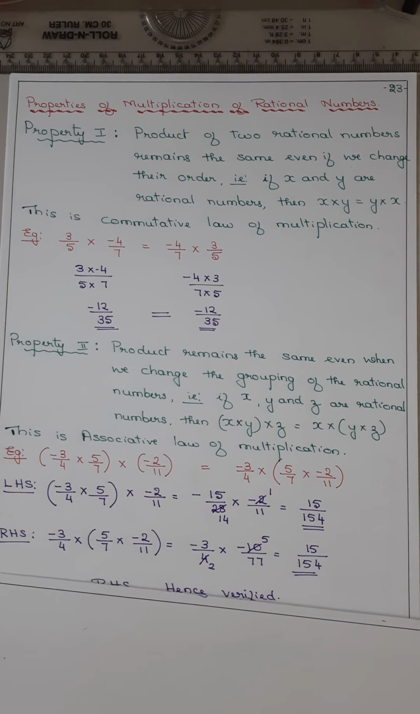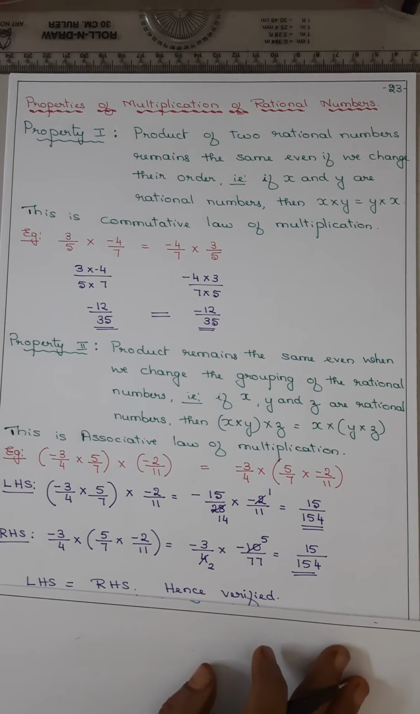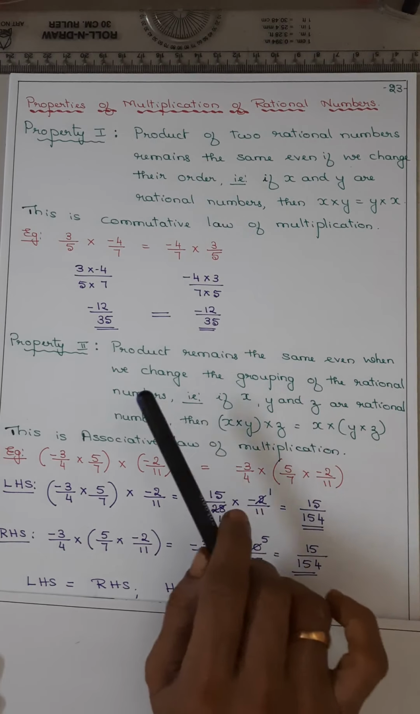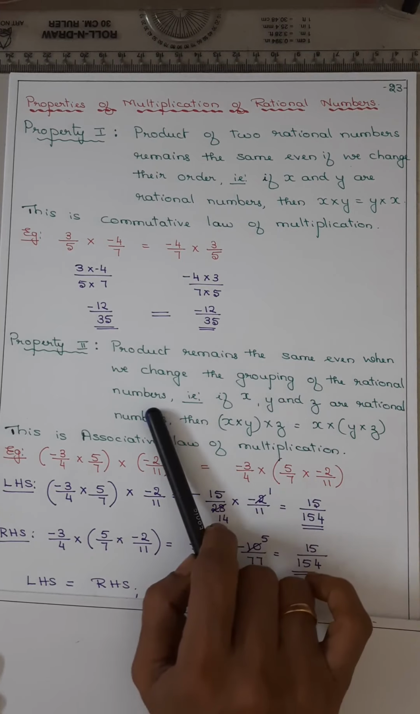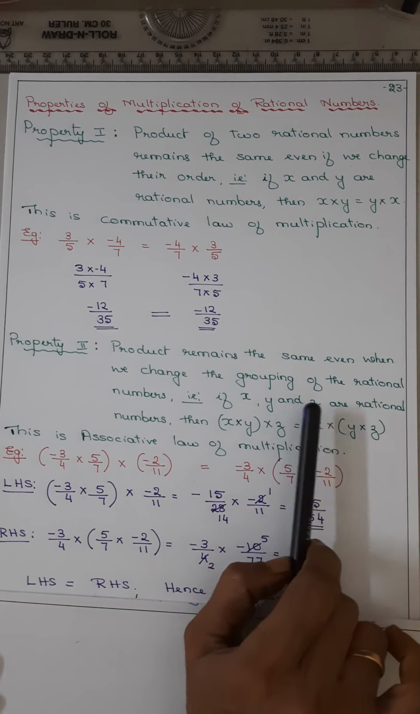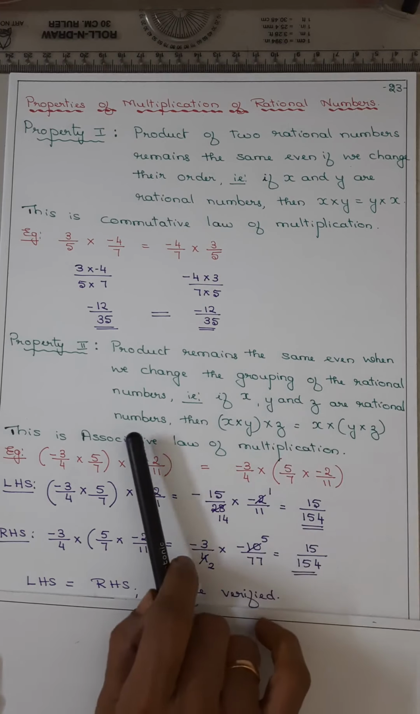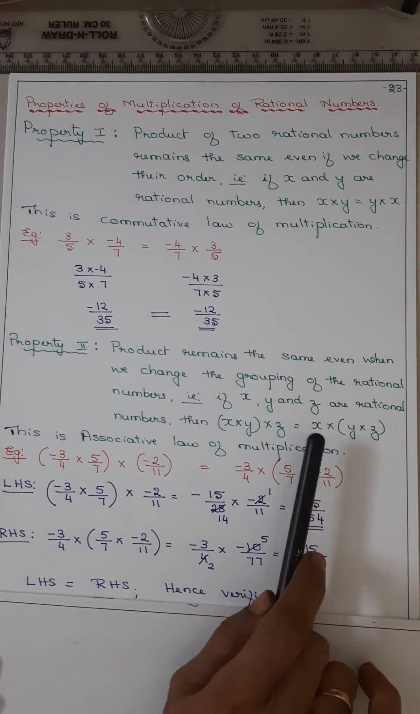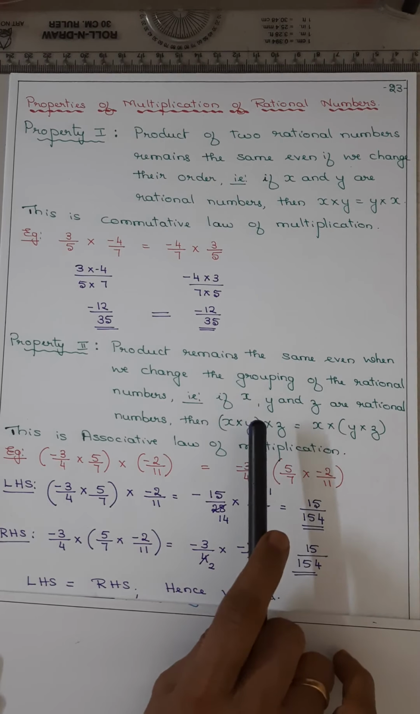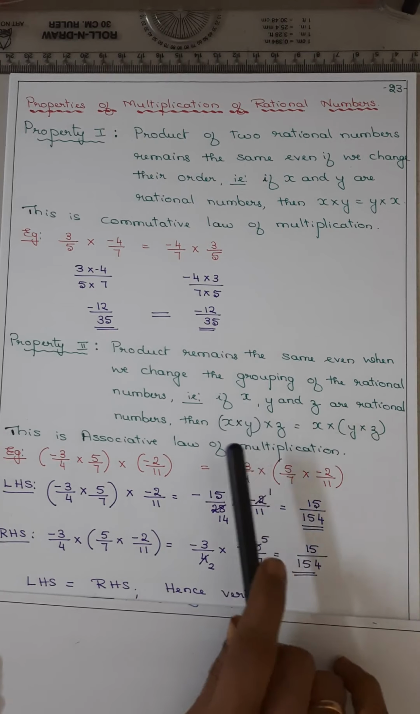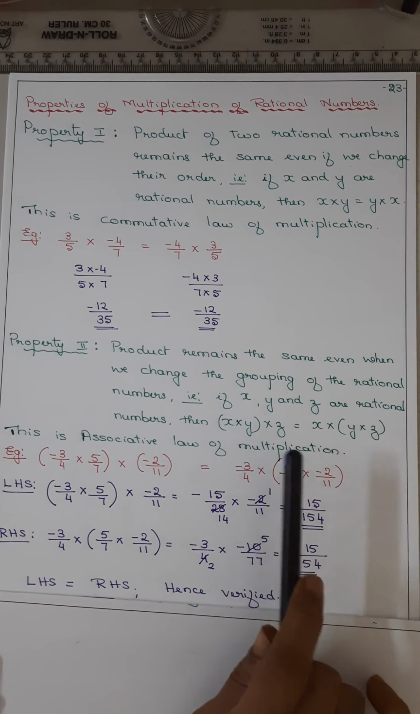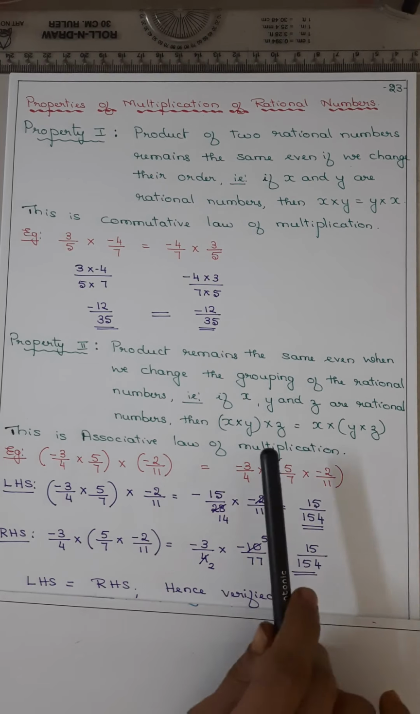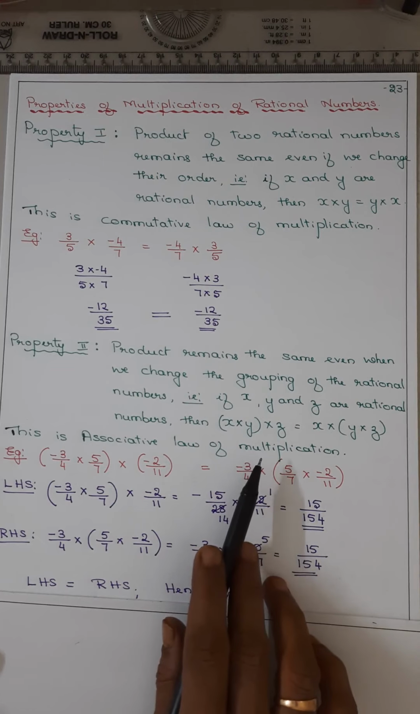Now coming to the second property, which is the associative property. With three rational numbers, the product remains the same even when we change the grouping of the rational numbers. That is, if x, y, z are three rational numbers, then (x into y) into z is equal to x into (y into z). Means the way of multiplication, the grouping of the numbers, is different. This is called the associative law of multiplication.